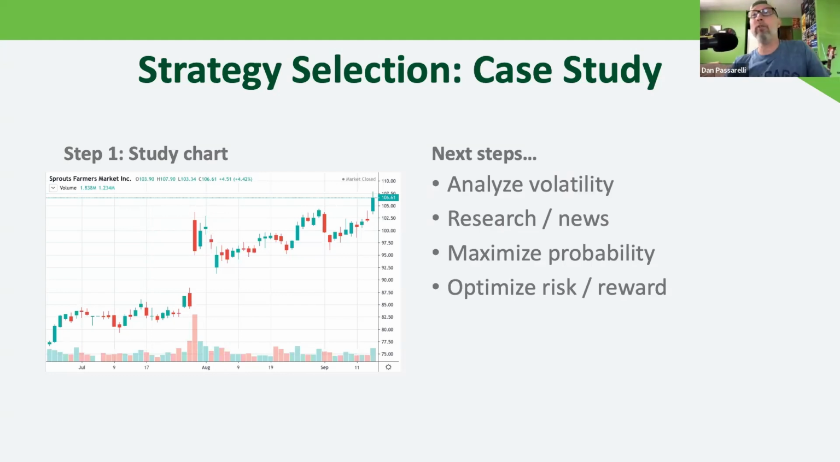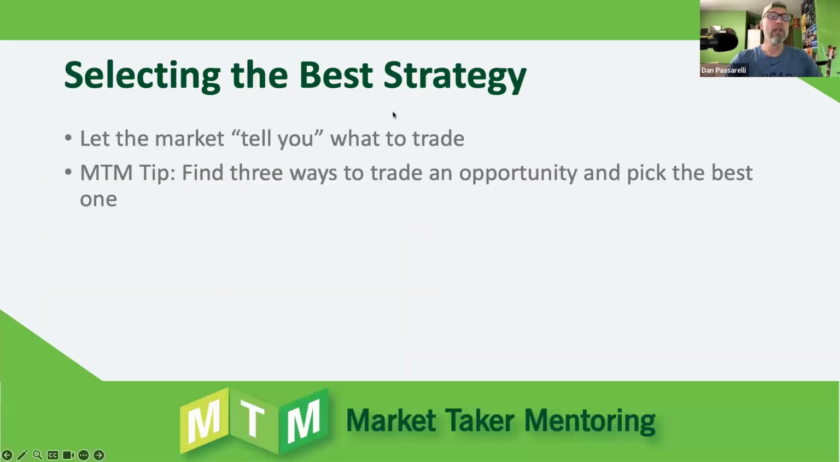We're going to research the news. Is earnings coming out tomorrow? We're probably not going to make any trade if earnings is coming out, unless it's an earnings trade, like we teach. What gives me the maximum probability of success and the optimal risk reward? If I'm putting on a bullish strategy on something like this, I probably want a long call instead of a debit call spread because I want to have as much room to run as possible and not limit my profit potential. So let the market tell you what to trade.